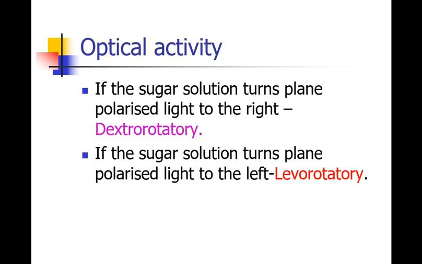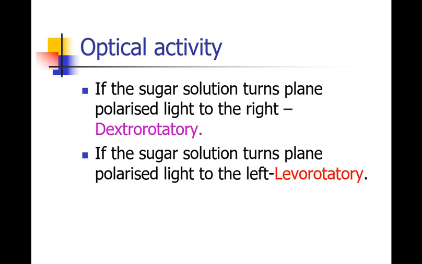Now optical activity. In order to exhibit optical activity, the compounds should have an asymmetric carbon. See the optical activity here. If the sugar solution turns the plane polarized light to the right hand side, then it is called dextrorotatory. And if the sugar solution turns the plane polarized light to the left hand side, it is called levorotatory.